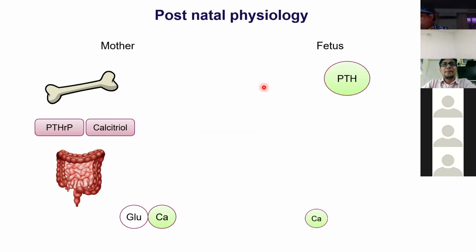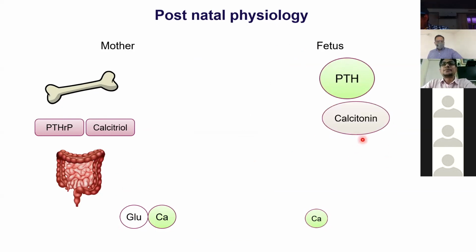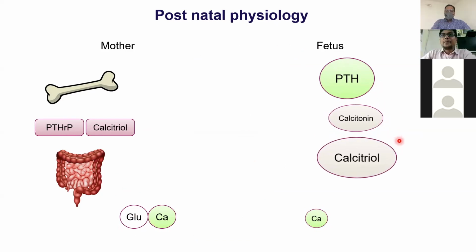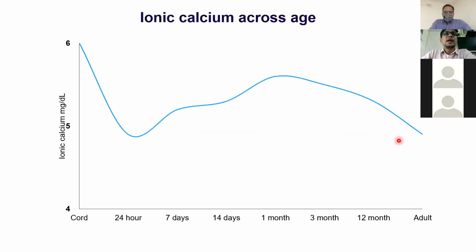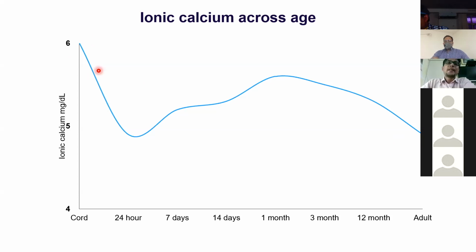So what happens after birth when there is no placenta? Even though the parathyroid axis is intact in the fetus, just after birth the newborns are bound to become hypocalcemic. The nadir happens at 24 hours, which is more pronounced in preterm than term.